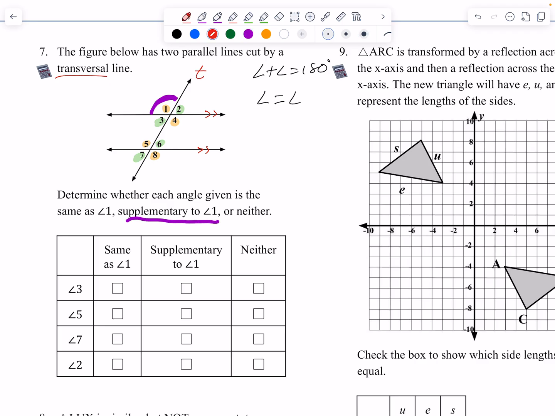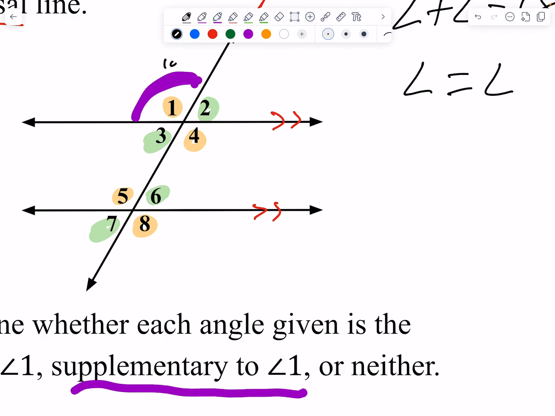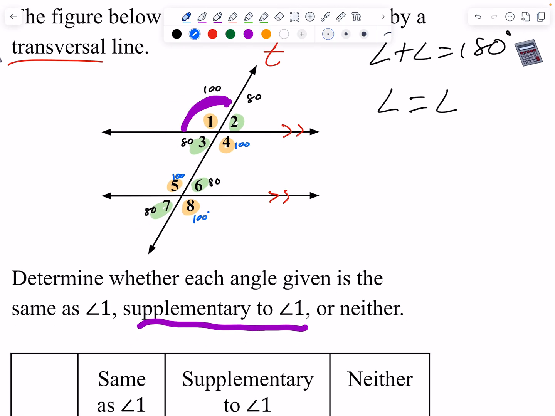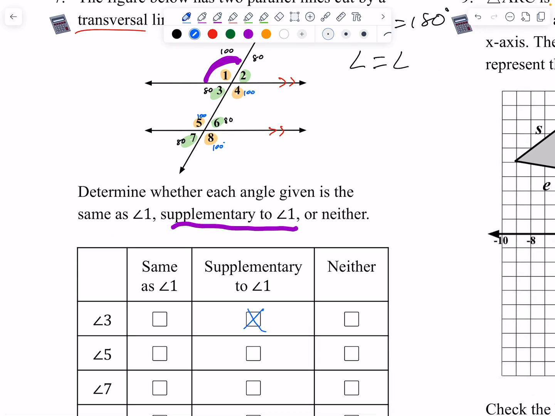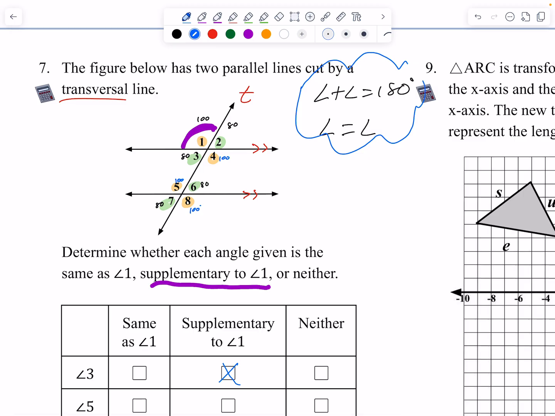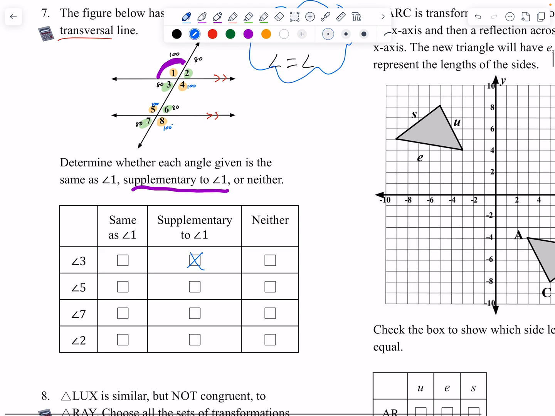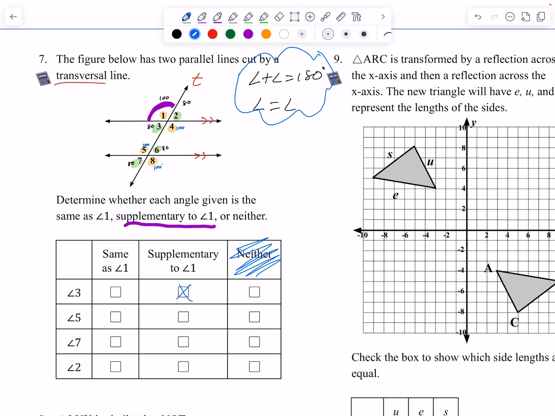Yes, because if I told you that this was 100 and this one's 80, well, if the 2 is 80, then this one's 80, and that one's 80, and that one's 80, which means that this is 100, that's 100, and that's 100 degrees, for example, okay? So if I do 1 and 3, 100 plus 80 is supplementary. And this is where I told you there's only 2 options, okay? So neither should not work here. It's either one or the other. So that's like a trick question, right? Because I'm like, why would they put that there?